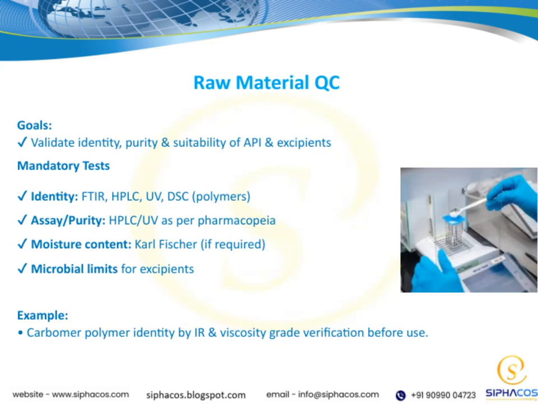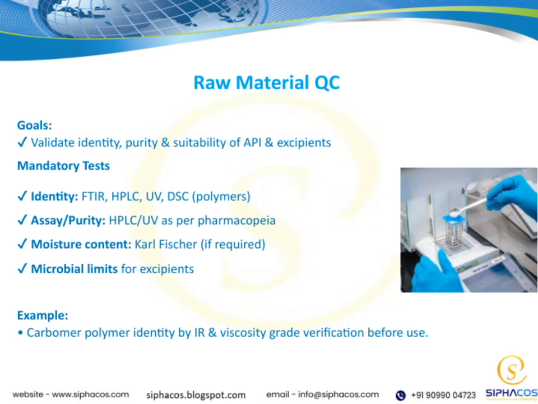Now, let's look at raw material QC, which is a critical step in ensuring the quality of our pharmaceutical products. The main goal here is to validate the identity, purity, and suitability of both active pharmaceutical ingredients, or APIs, and excipients. This helps us confirm that the raw materials meet our quality standards before they go into production.